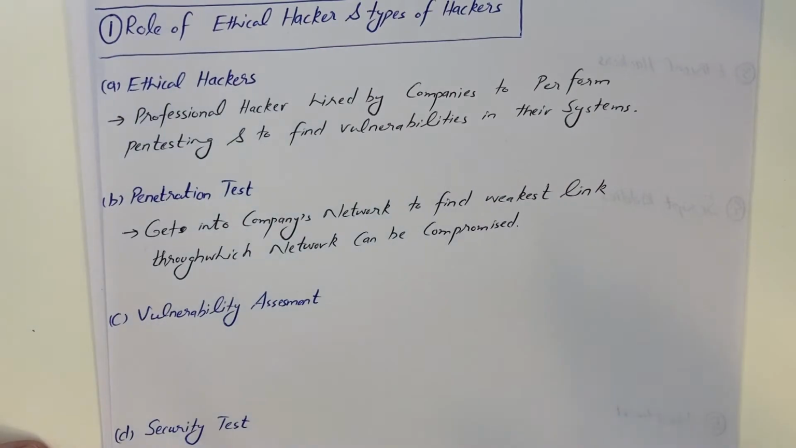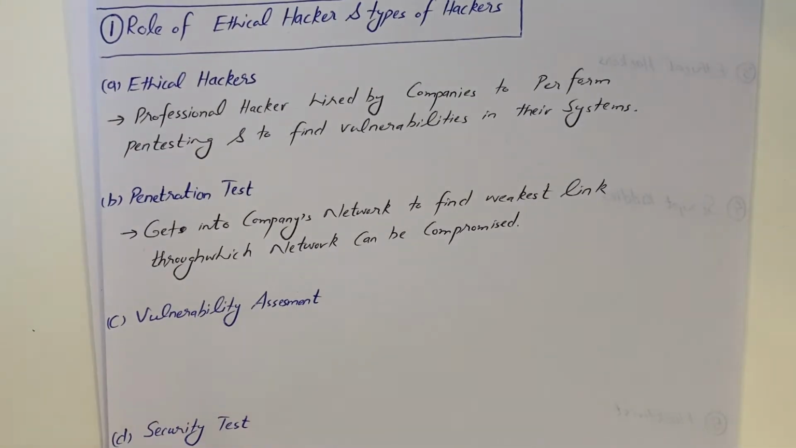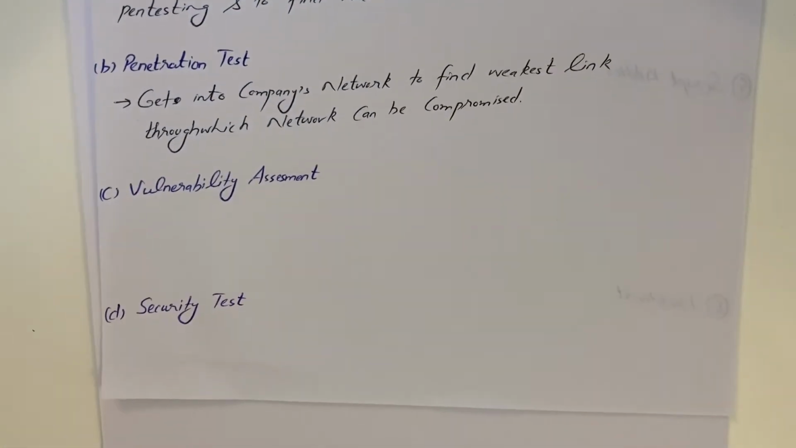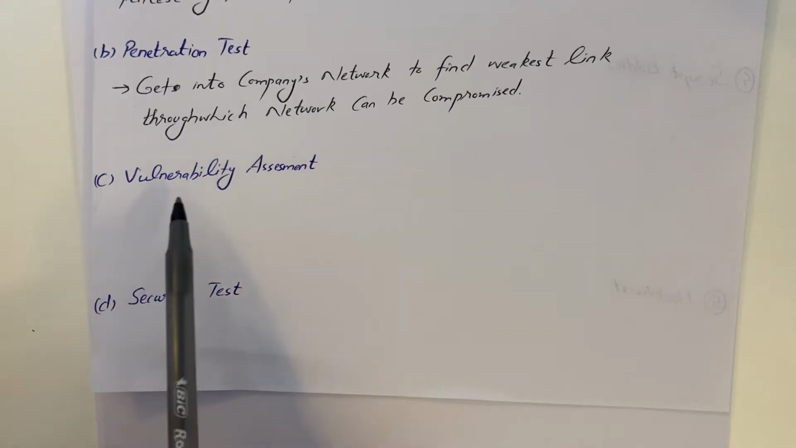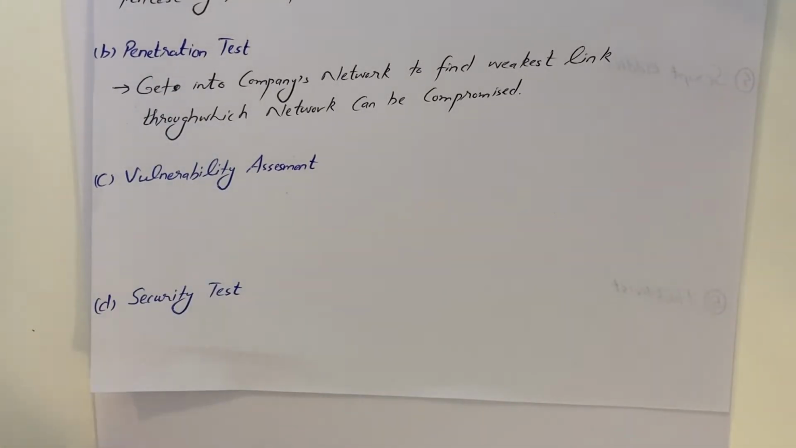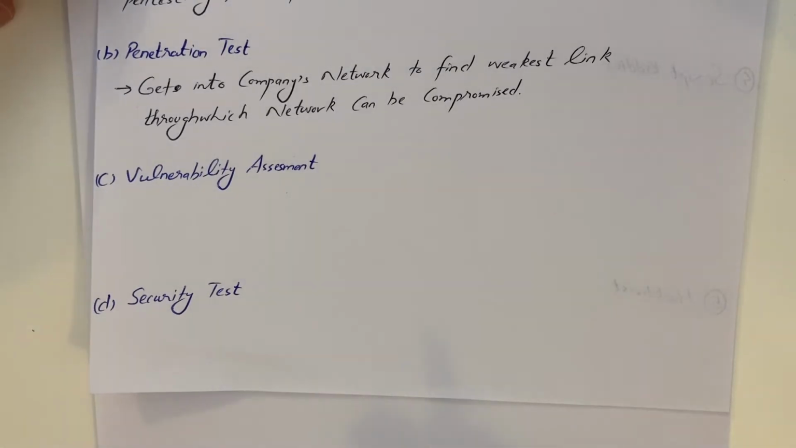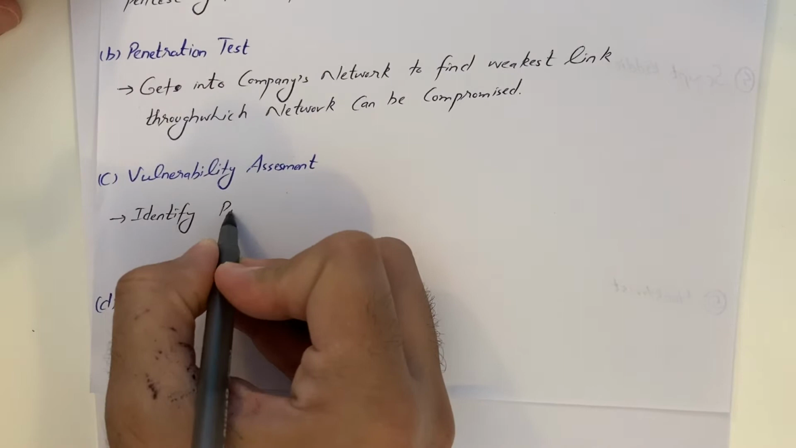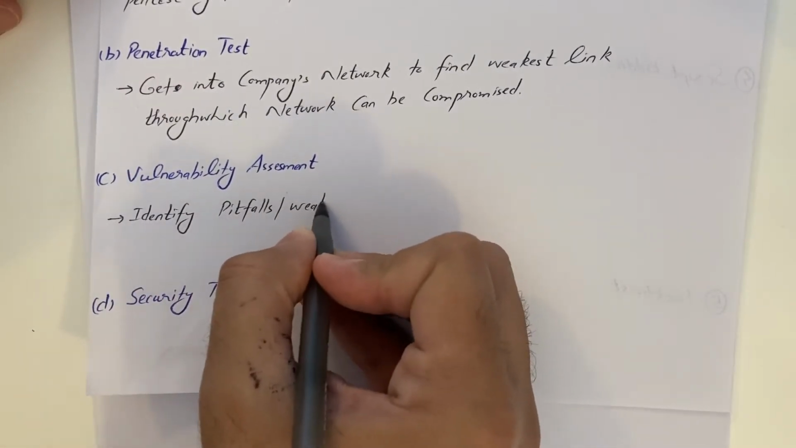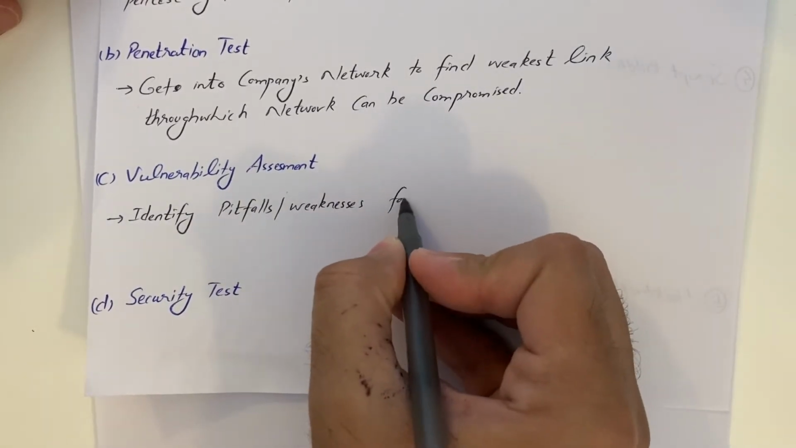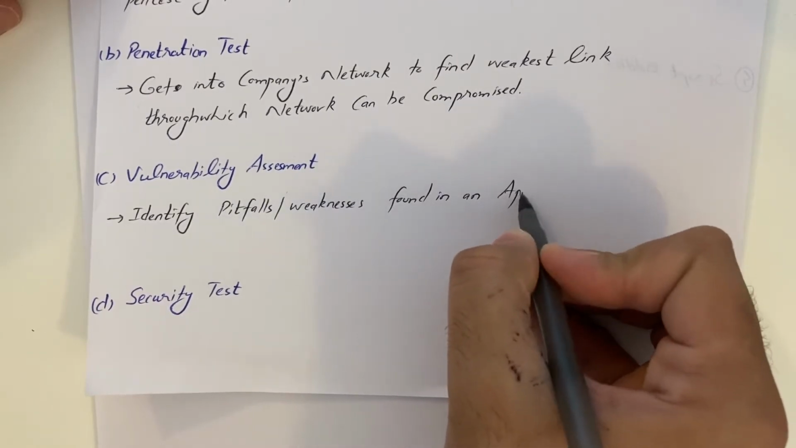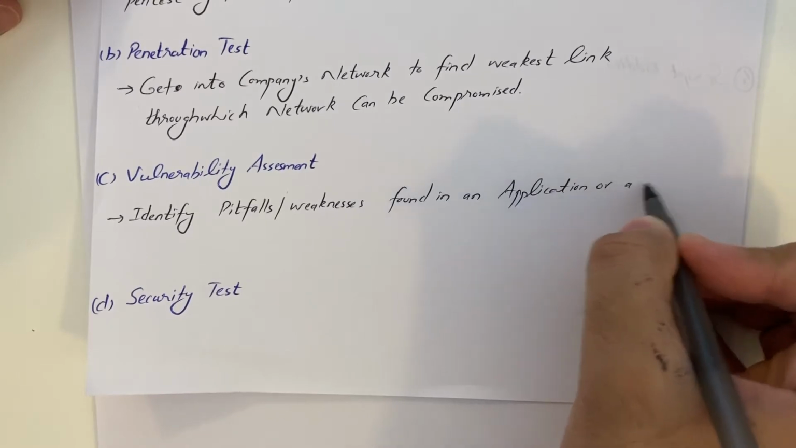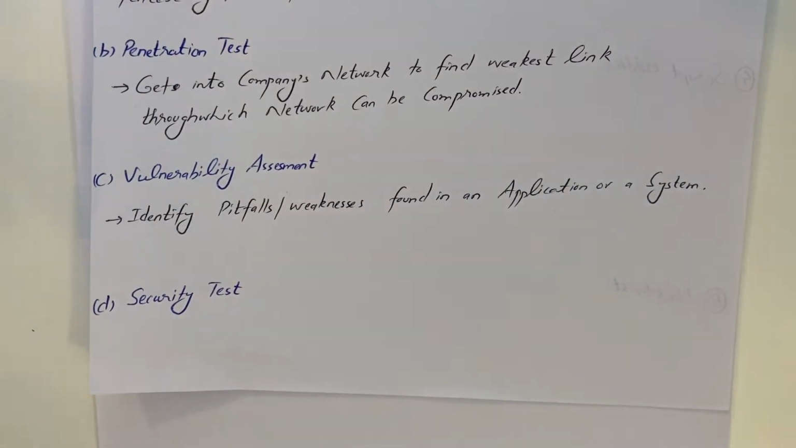Another thing that you need to know about pen testing is that ethical hackers break into the security of networks of the companies through the weak point, of course. Vulnerability assessment is very, very important, because after doing vulnerability assessment, hackers can do the pen test. Firstly, hackers need to find vulnerabilities, weaknesses, and then they can break into the security, like they can gain access without authorization and stuff like that. So vulnerability assessment is basically identifying pitfalls, or you can say weaknesses, found in an application or a system. So that is basically vulnerability assessment.